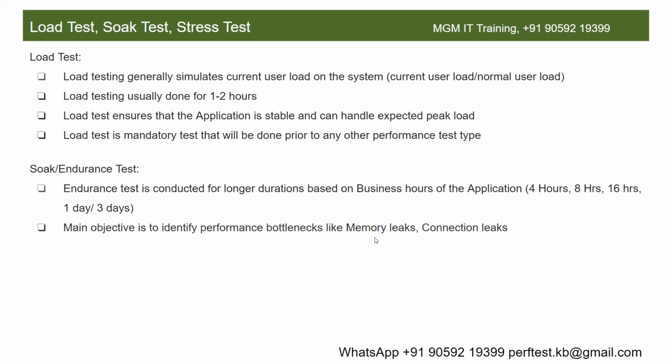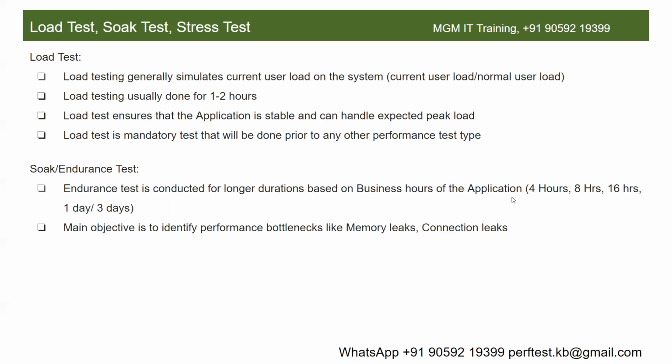We will discuss what is meant by memory leak and connection leak in the coming sessions. For now, remember that the main objective of doing this soak test is to find any memory leaks or connection leaks. Soak test is a long duration test, and the duration depends on the business hours of the application.